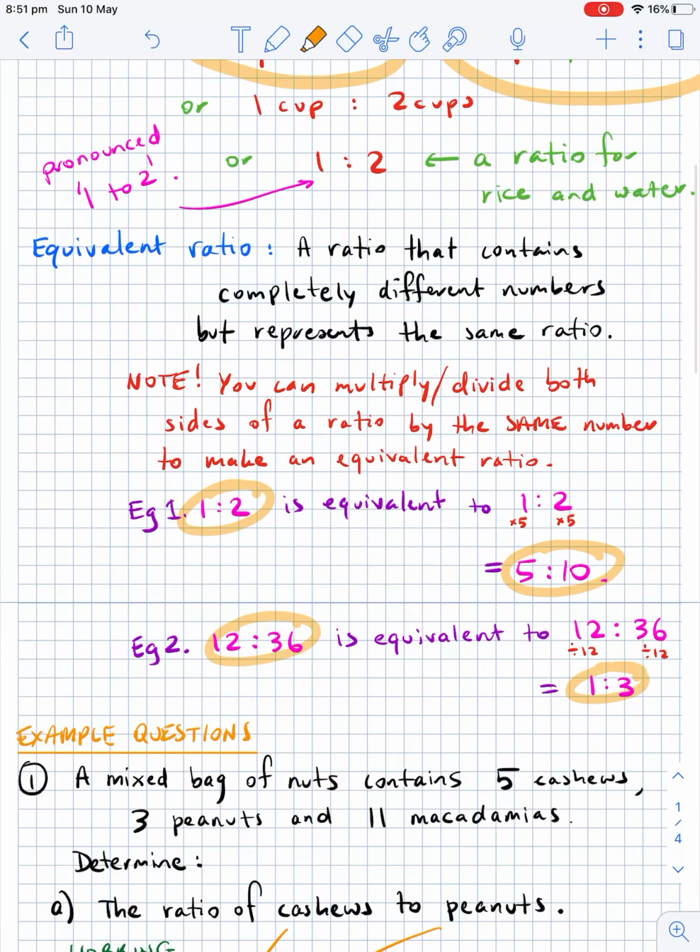Okay, let's try another one. Say you have a ratio 12 to 36. That is equivalent to, say, if you divide both of them by 12. You've got to divide both of them by the same number, just like we multiplied both numbers by the same number, 5, here. 12 divided by 12 is 1, and 36 divided by 12 is 3. So 12 to 36 is equivalent to 1 to 3. And typically we like to deal with the smaller ratios because they're a little bit simpler to understand.